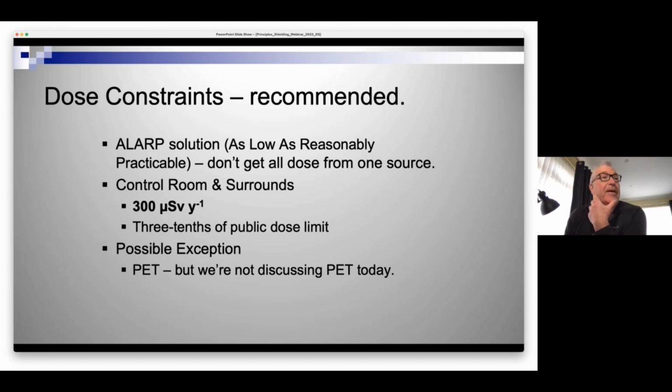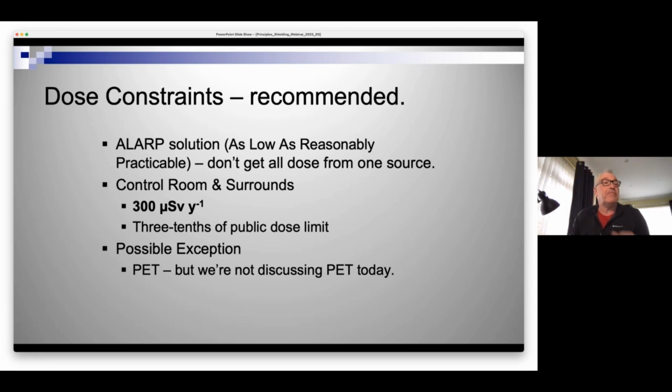And the approach that we recommend is an ALARP solution to ensure that people don't get all the dose from one source. And rather than try and allow for the fact that radiation workers may be in the control room and have a different design dose limit for the control room, we could treat the control room and the surrounds the same. And we suggest that the maximum, that's the design dose, maximum dose allowable from the X-ray facility or the X-ray unit in that area is 300 microsieverts a year, which is 3/10 of the public dose limit. That is our constraint.